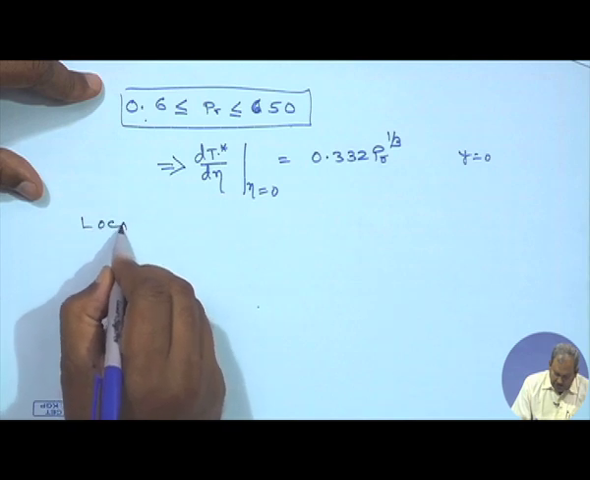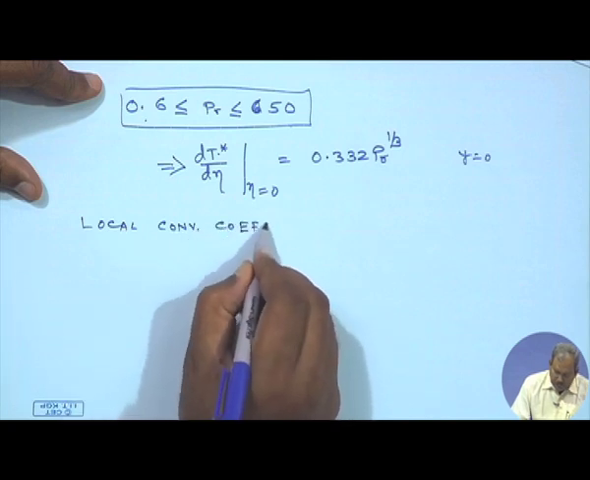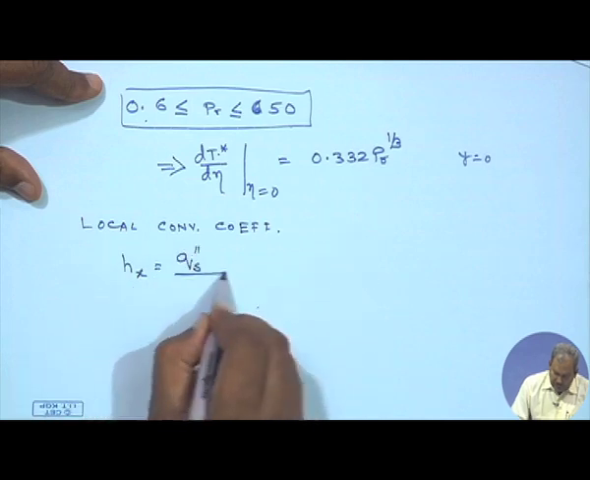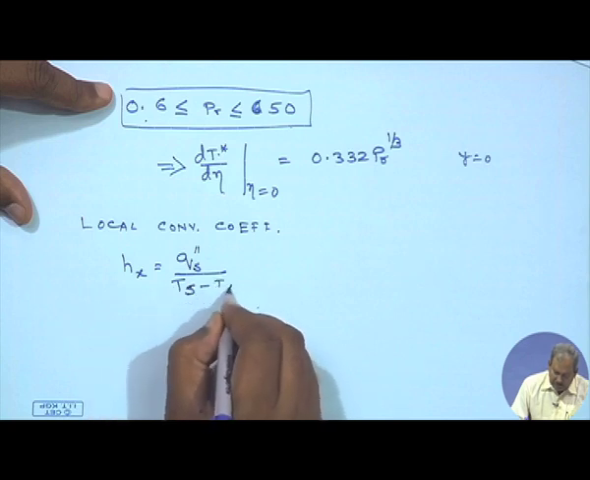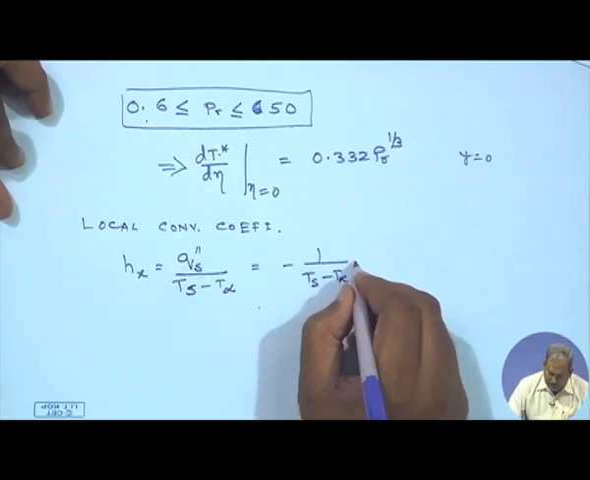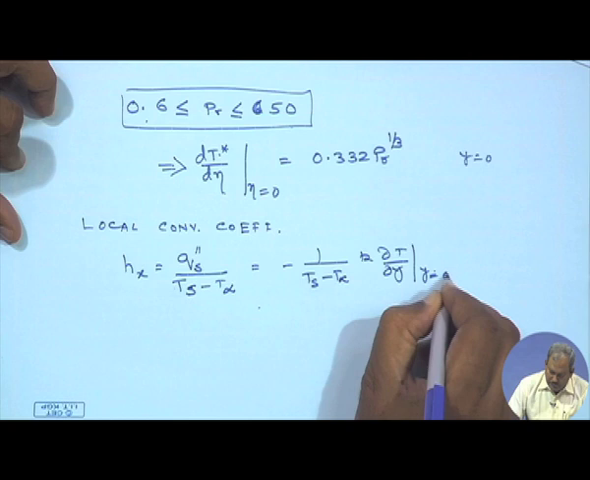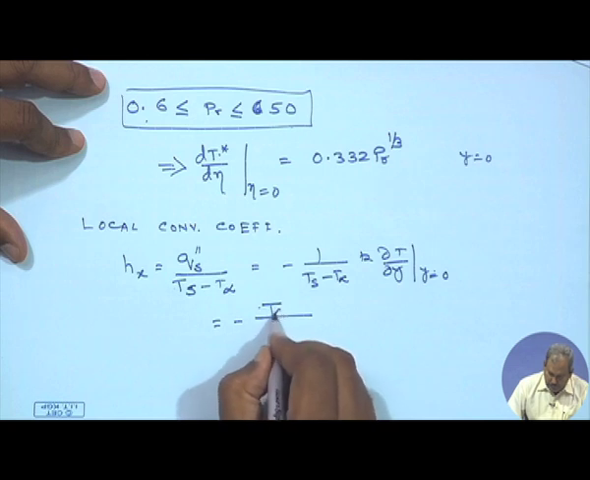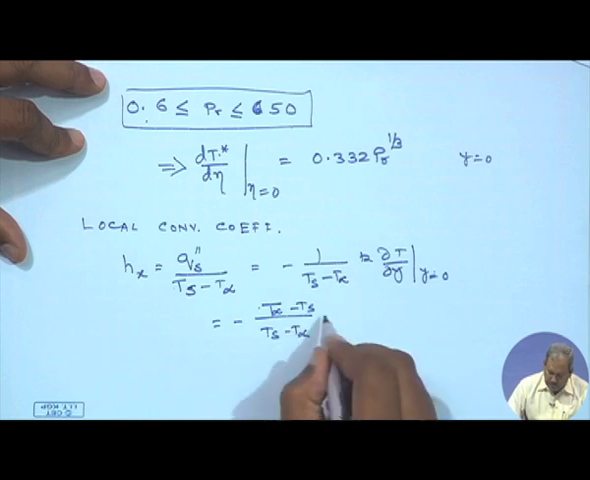We now find out what is the local convection coefficient, where h suffix s is the local value of the convective heat flux, q suffix s, divided by T s minus T infinity. Fourier's law. Simple substitution.